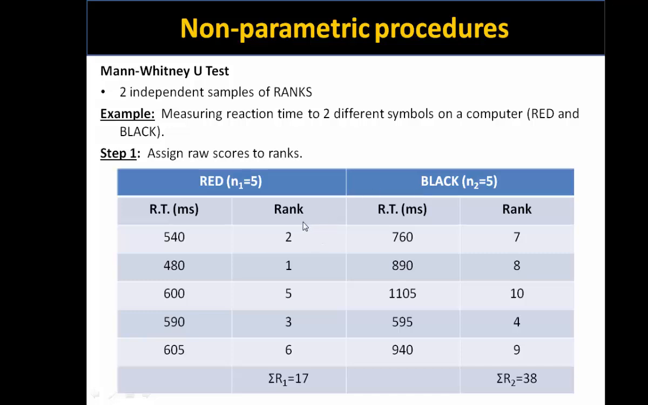And then once the ranking is completed, the rankings are summed up vertically, and we see here that the numbers are lower for the red symbol than they are for the black symbol, indicating that we see generally overall that participants were able to react faster to a red symbol than a black symbol.